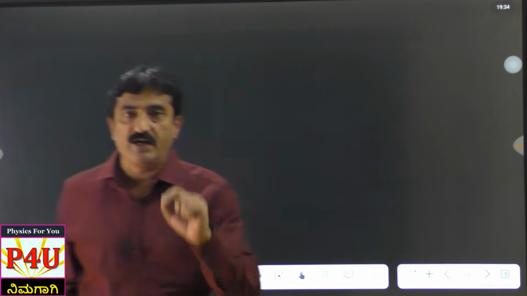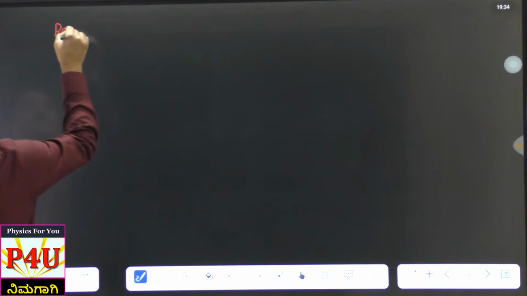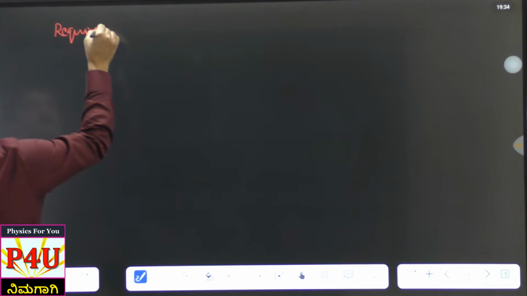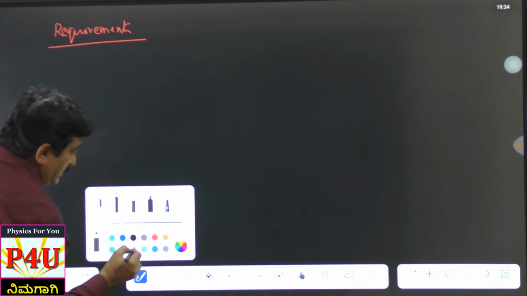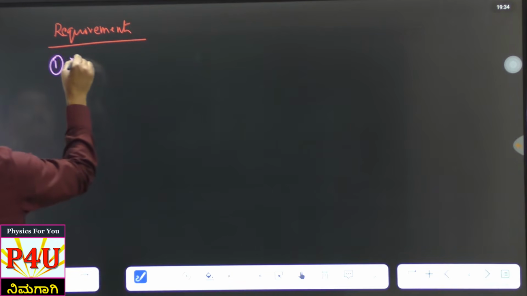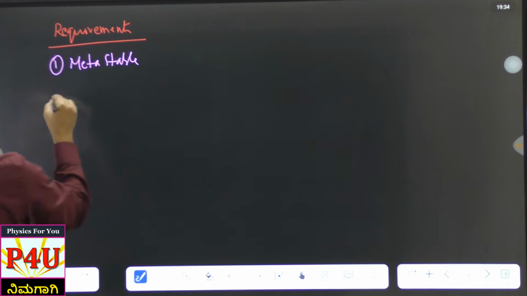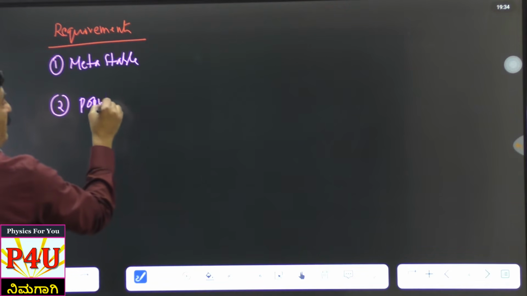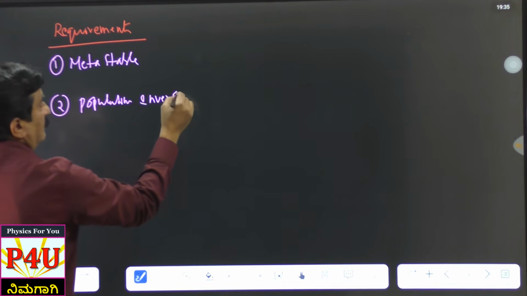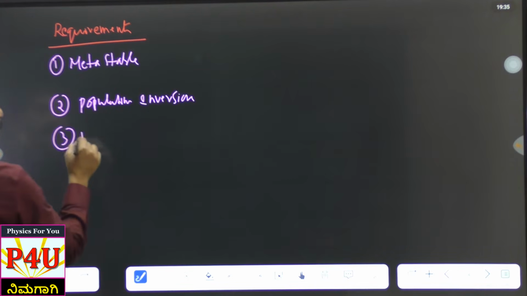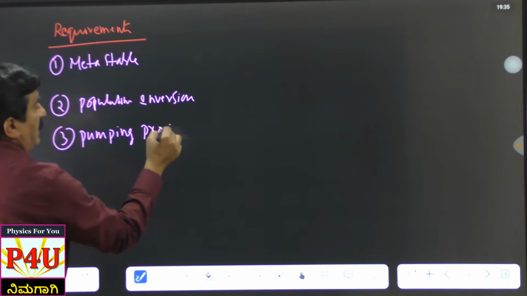After conditions, next comes the heading requirements. Many students get confused between conditions and requirements. What are the conditions? I repeat: availability of metastable state, and of course population inversion, and then pumping process. So this is the condition part.